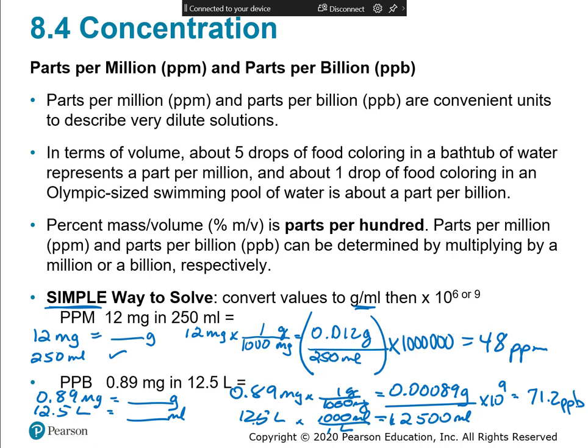And then underneath I took, and I know my 12.5 looks really jacked up, that 12.5 times 1,000, because that's 12.5 liters. Times 1,000 gave me 12,500. So I just divided those two. Put your mass in grams, put your volume in milliliters. Whatever that answer is, I'm just going to multiply it times a billion. So that's where I got 71.2 parts per billion.